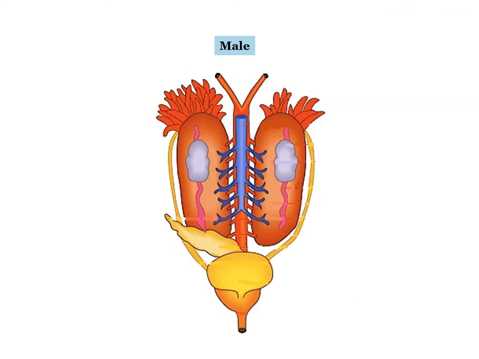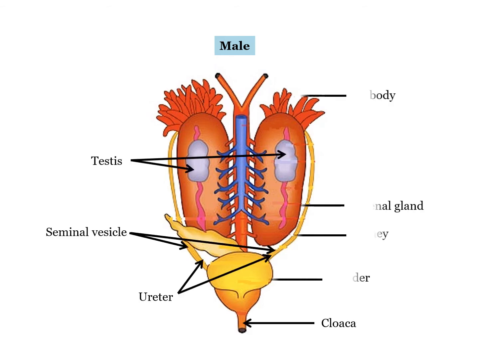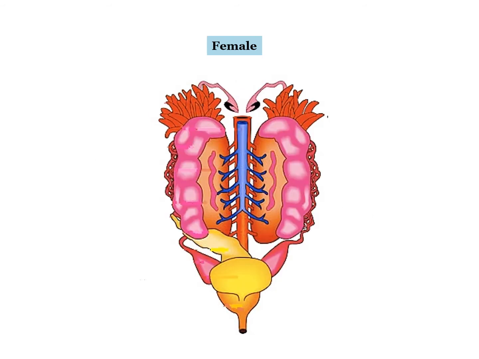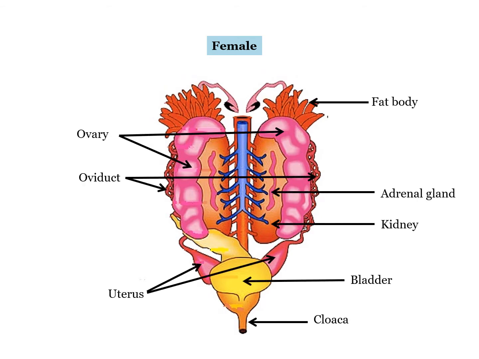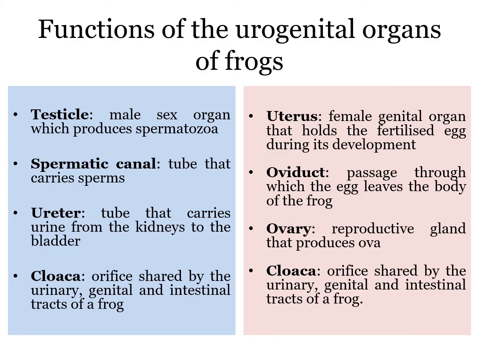Just a quick glance at the reproductive organs of frogs. Sperms are produced in the testes and then expelled out during mating through the cloaca. In the female, eggs are produced in the ovary and also expelled out during mating through the cloaca. So these are the summarized functions of the urogenital organs of frogs.